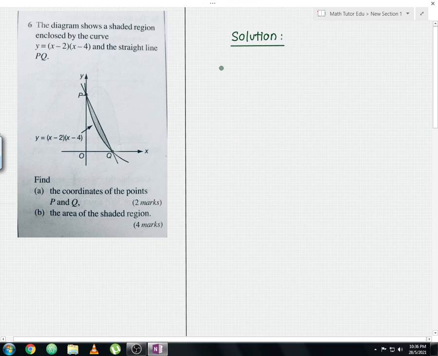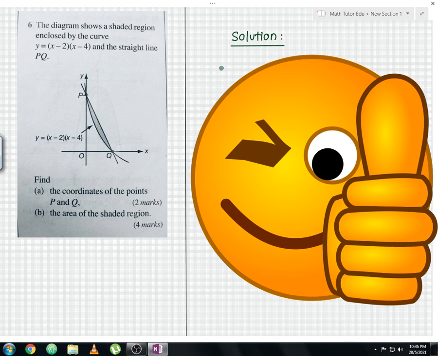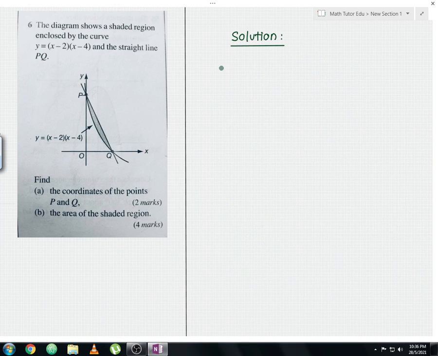I hope that you will attempt this question in the future. If you could manage to solve this question, a big thumbs up to you guys. But if you can't solve this question, no worries. I'm going to show you the step-by-step working and the solutions. So without further delay, let us start to solve the question.